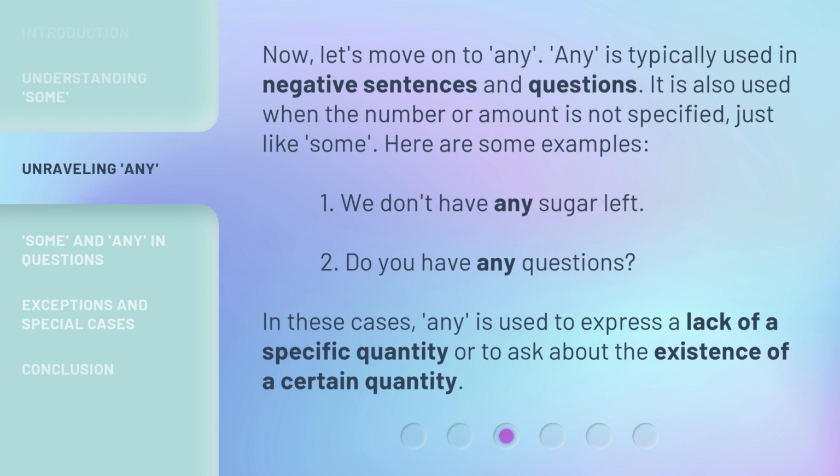Now, let's move on to any. Any is typically used in negative sentences and questions. It is also used when the number or amount is not specified, just like some.